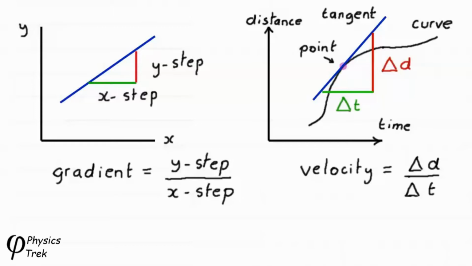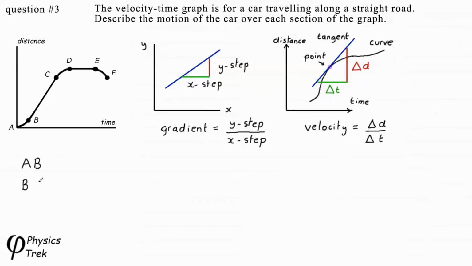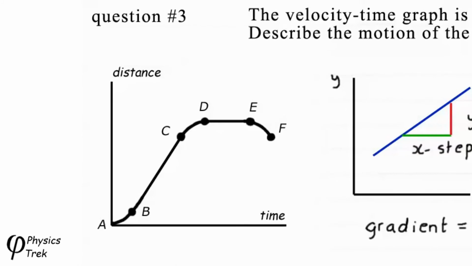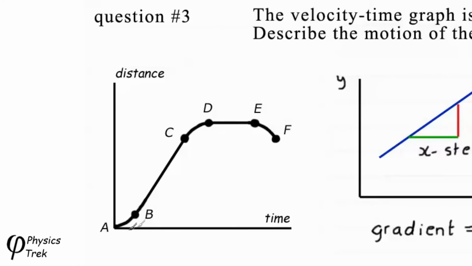Let's look at our question again. Here are the regions to describe: AB, BC, CD, DE and EF. Let's start with AB. Well, the gradient here is increasing, therefore we have acceleration. Look at BC. The gradient stays the same, therefore we have uniform velocity. CD. The gradient is decreasing, therefore deceleration or retardation is taking place.